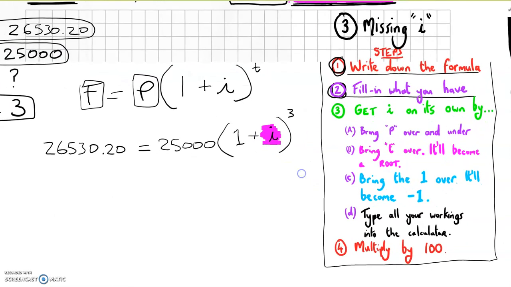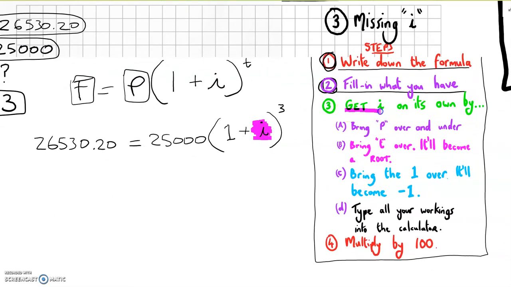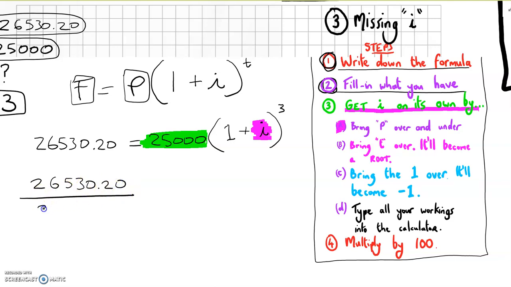Now, what do I do first? Remember, I'm trying to get I on its own. The first thing I do is I bring P over and under. So this P is the first thing I move. At the minute it's multiplying by what's in the bracket. So if I move it, it's going to divide. 26,530.2 under 25,000. So that 25,000 is going to divide in there. Okay, I've moved it.